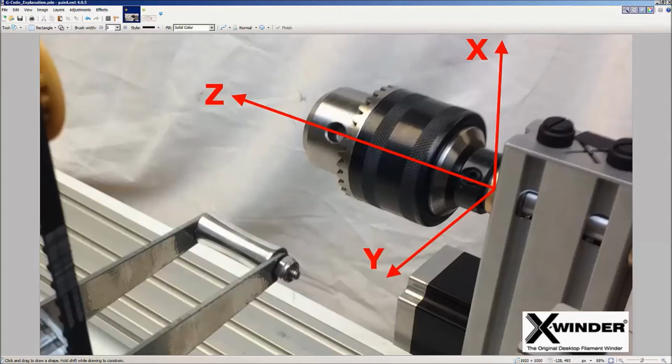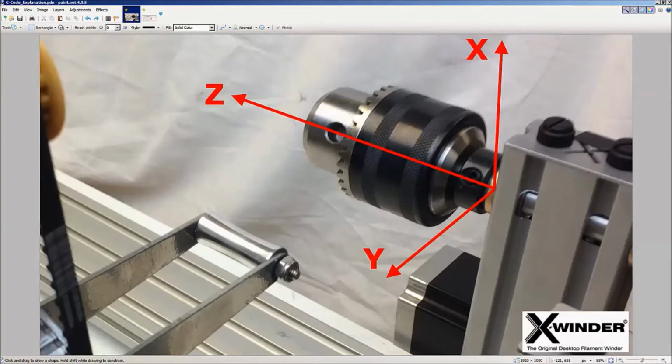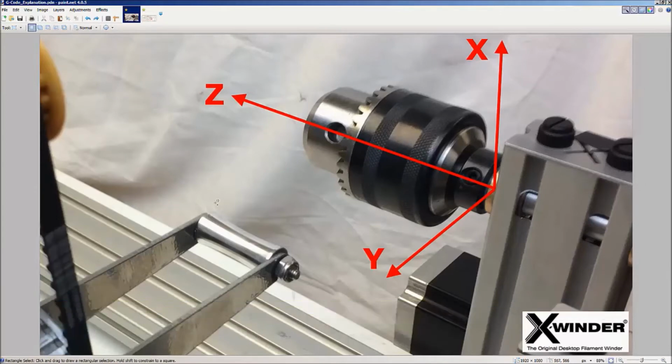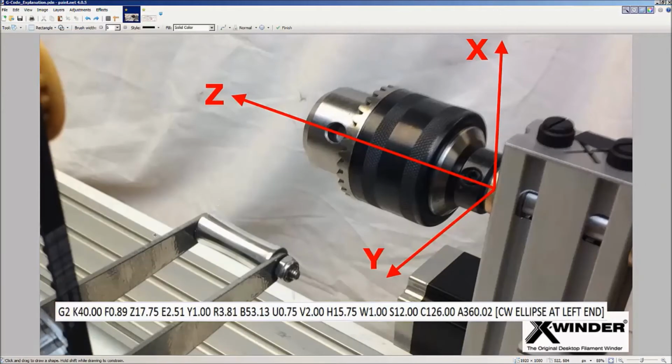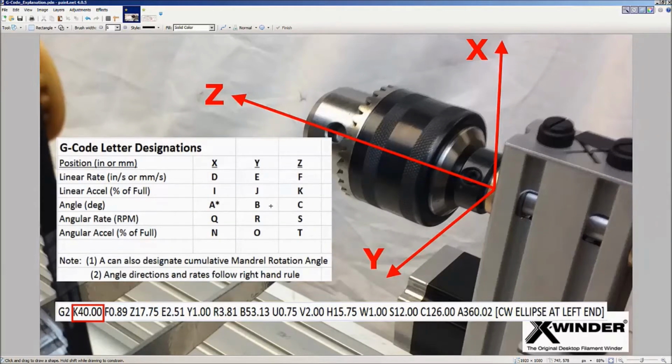So here we are back at the G2 command. Okay, so this is the K command, which is setting 40% of full along the z-axis. K is along the z-axis, so this is a 40% of full linear acceleration along the z-axis. So this is the movement of the carriage.